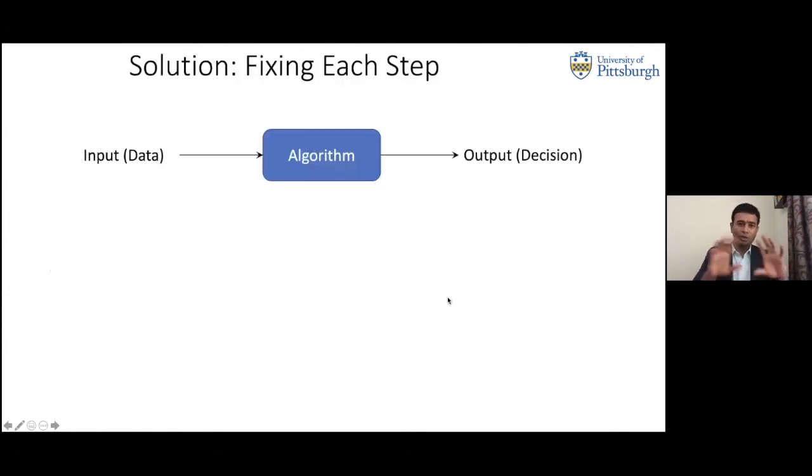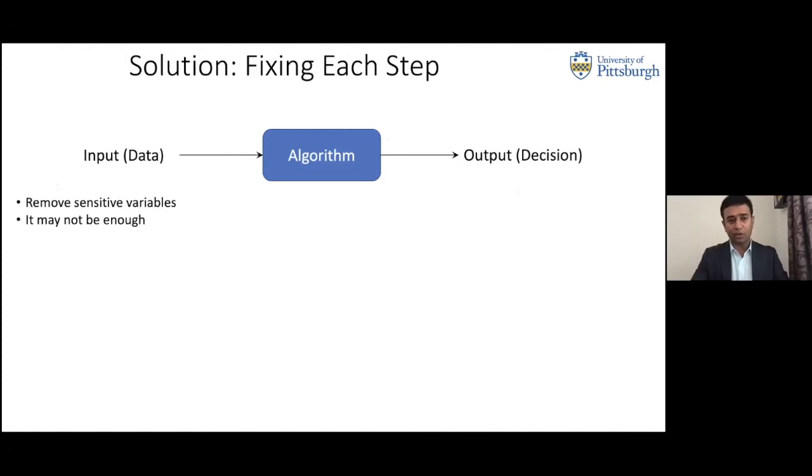So now let us talk about what kind of solutions exist. At a high level, you can think of a solution consisting of these three pieces. Any algorithm has these three pieces: first you have some input, you feed it into an algorithm, and that algorithm will transform that input, process that data, and generate some output like the probabilities, which I talked about earlier. So you can fix each of these three steps in different ways.